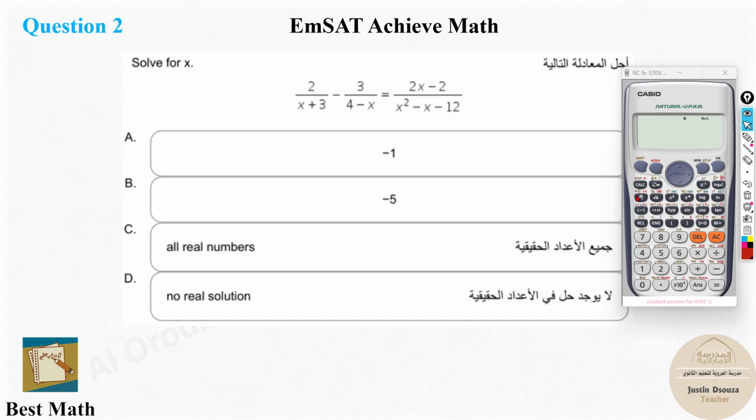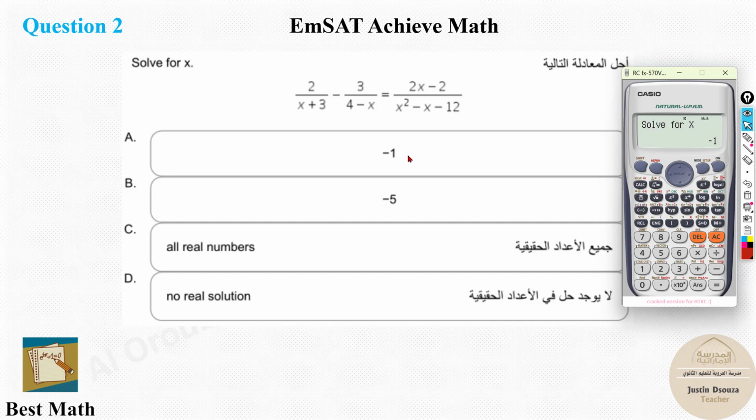You can easily solve this by typing it as it is: 2 divided by alpha x plus 3 minus 3 divided by 4 minus x is given by, this is the variable x, alpha, and the symbol over here. Press equal to, that is alpha and calc. Now type this as it is: 2 alpha x minus 2 divided by alpha x squared minus alpha x minus 12. So just press shift and solve.